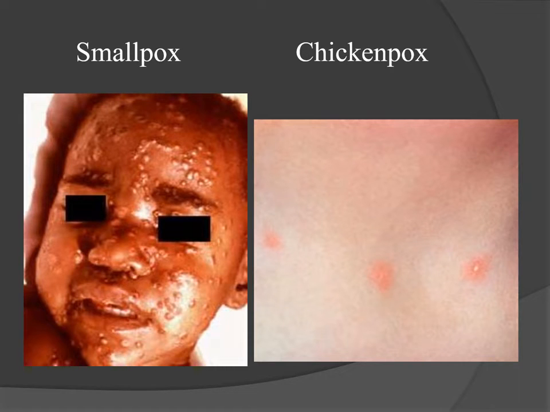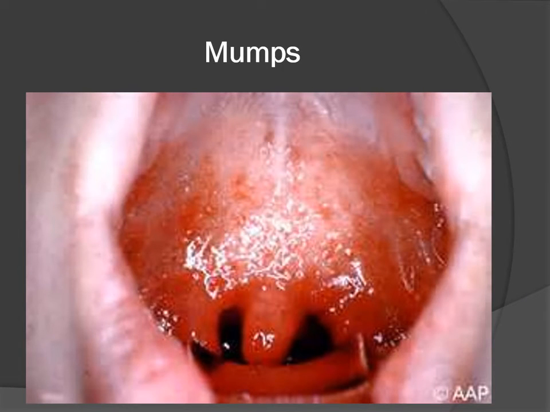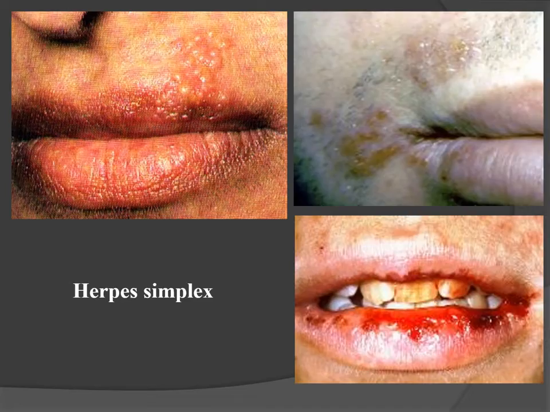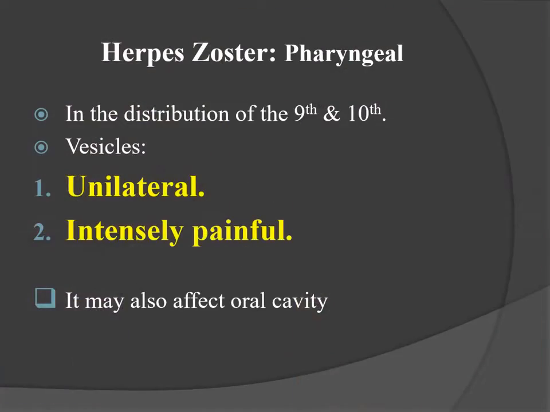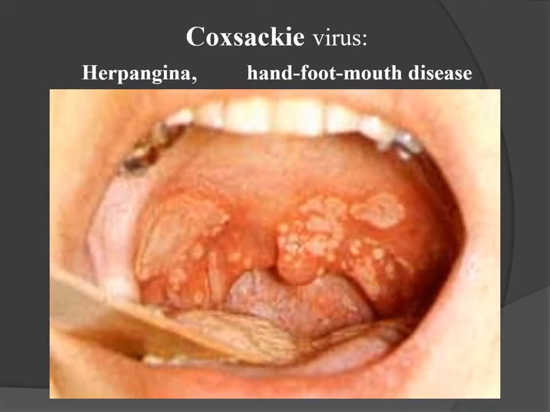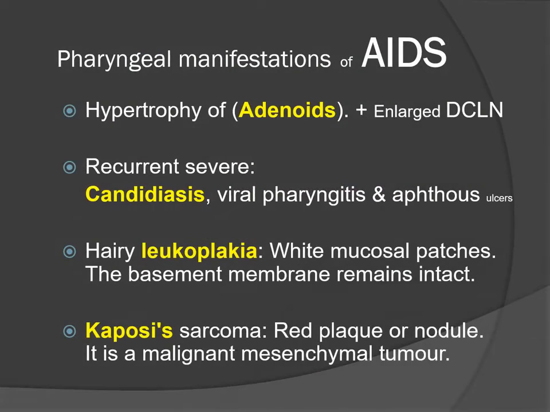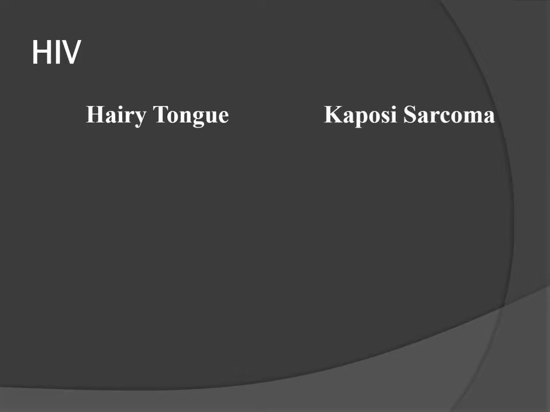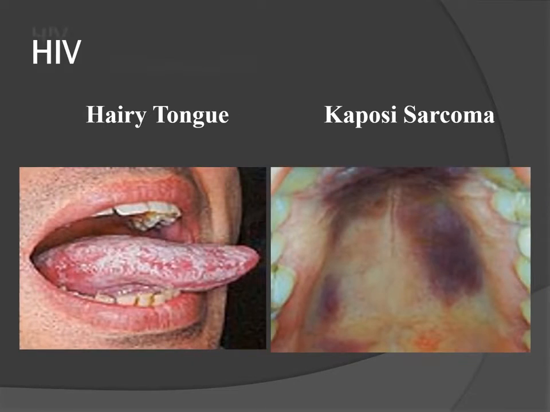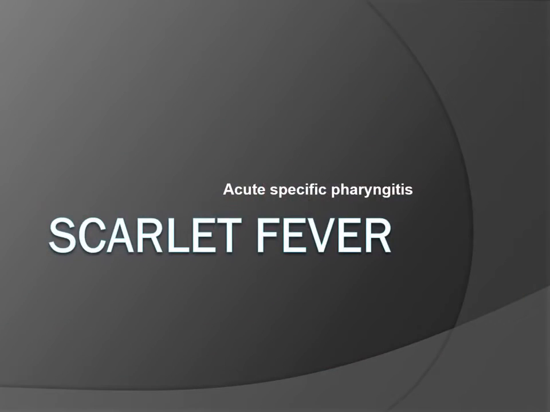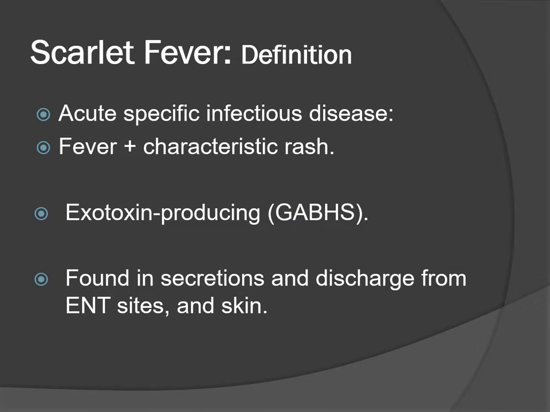This is smallpox, this is chickenpox. Smallpox is not present. Mumps, although mumps is a swelling of the parotids, acute parotitis, this is the pharynx of the patient. This is herpes zoster, a viral pharyngitis, viral sore throat, moniliasis, sarcoidosis, scarlet fever. Here it is the same organism, group A beta hemolytic streptococcus, but the toxin-producing strain.